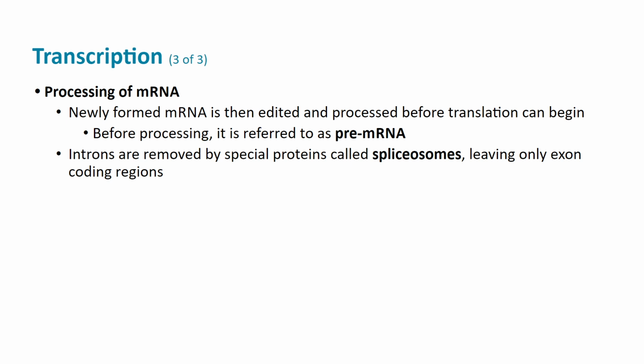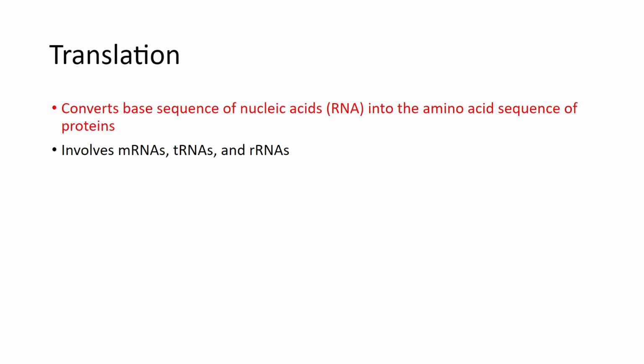The processing of mRNA involves the use of a spliceosome. These are special proteins that remove non-coding regions of mRNA called introns, and they're only going to leave the exon coding regions in the mRNA sequence. Once mRNA has been transcribed and spliced, it is able to leave the nucleus and go to the ribosome, where it's going to help convert the base sequence of nucleic acids in RNA into the amino acid sequence of proteins. That process occurs at the ribosome in the cytoplasm and is called translation.